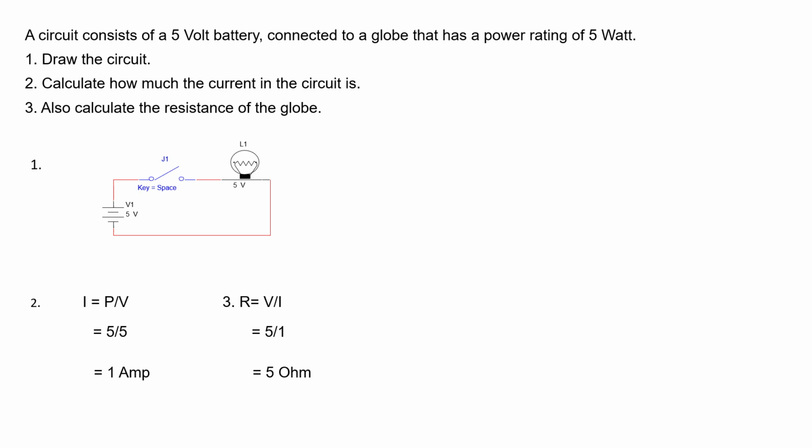So this is the basic circuit: a 5 volt battery, a switch, a 5 watt globe. Looking at the current, I equals the power divided by the voltage. The 5 watts divided by 5 volts gives us 1 amp. Now look at the resistance of the globe. We've got the voltage divided by the current, so that's 5 volts divided by 1 amp equals 5 ohms.